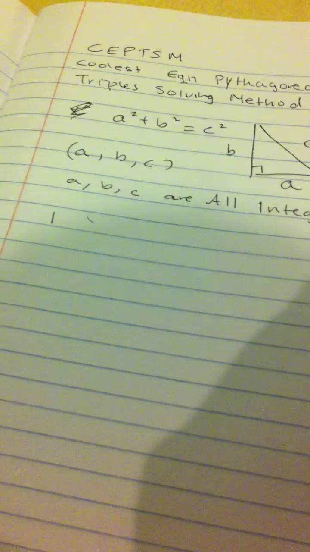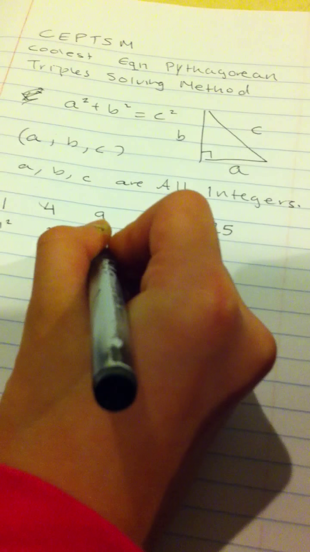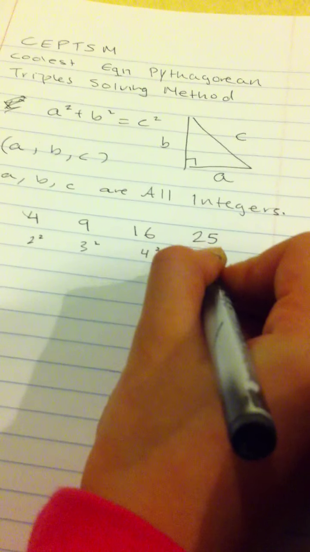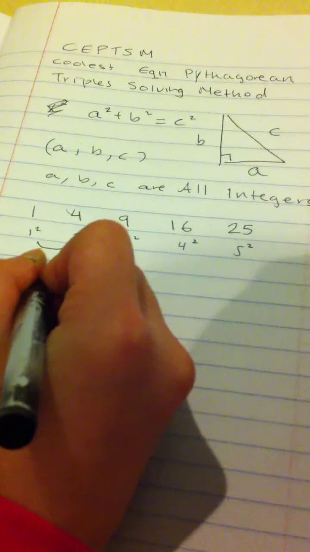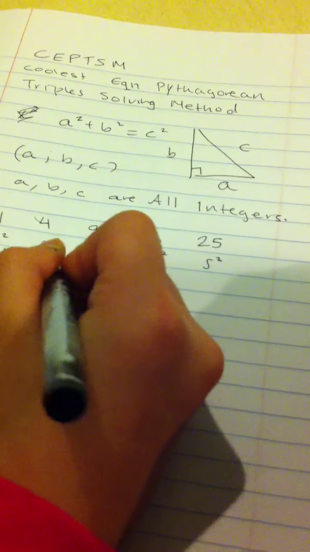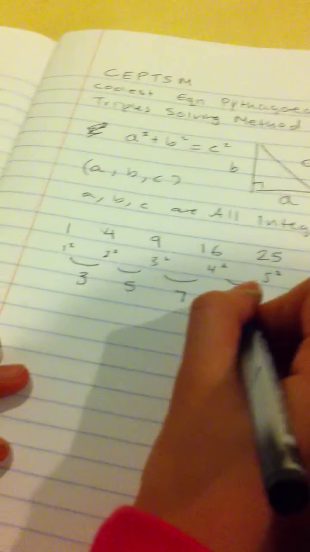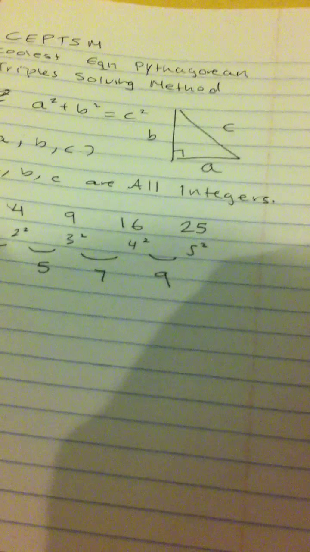Okay, so now we're going to start. I'm going to come up with a sequence of numbers. It's a quadratic sequence, actually. 1, 4, 9, 16, 25. This is 1 squared, 2 squared, 3 squared, 4 squared, and 5 squared. If I take the difference, between 1 and 4 you have 3, 4 and 9 you have 5, between 9 and 16 you have 7, 16 and 25 you have 9. See? Cool, right?